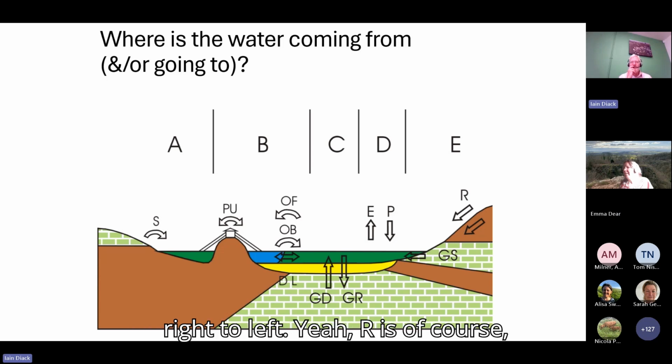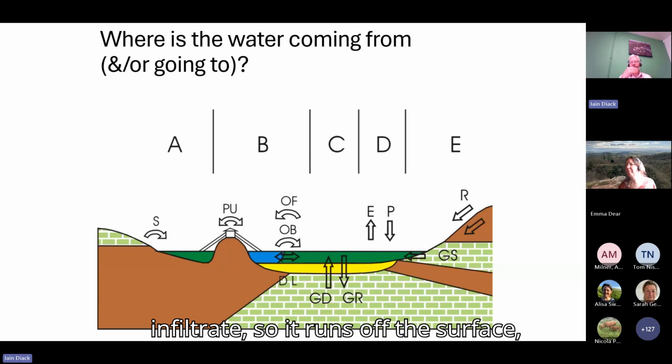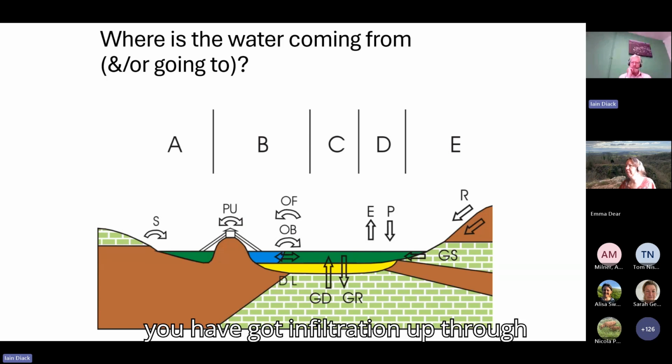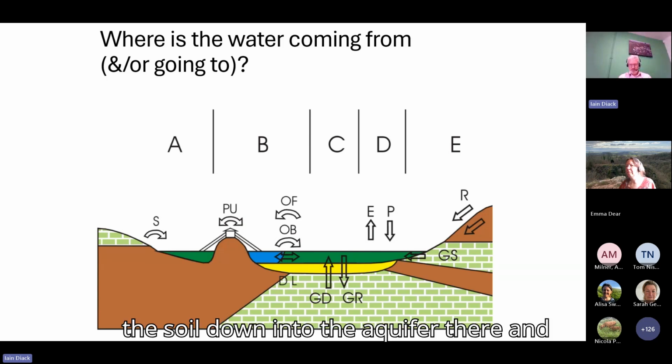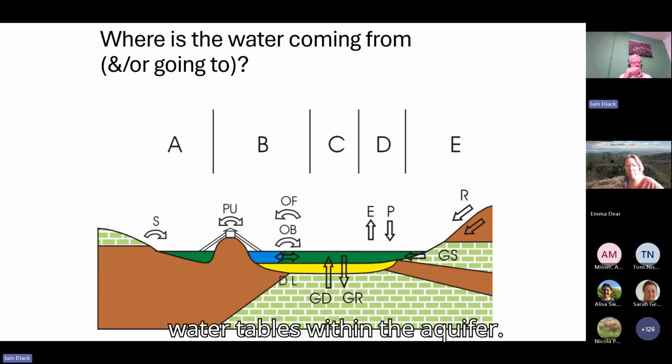I'll go from right to left. R is of course runoff, so that's coming off relatively impermeable soils. The water doesn't infiltrate, so it runs off the surface, picks up whatever's in its way. GS, that's coming from the groundwater aquifers, groundwater seepage. P, precipitation, evaporation. GR, you have infiltration down through the soil into the aquifer, groundwater recharge, and groundwater discharge, where you have high water tables within the aquifer.